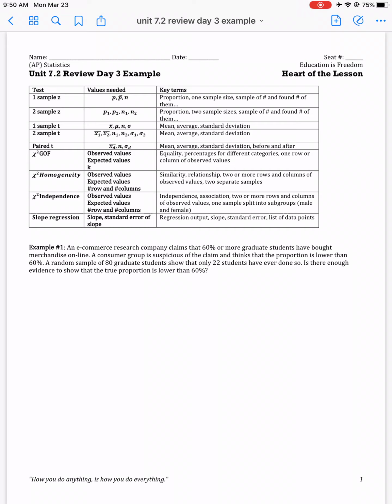All right, welcome back. Hopefully you had a chance to write everything down. Let's go ahead and dive into example number 1.